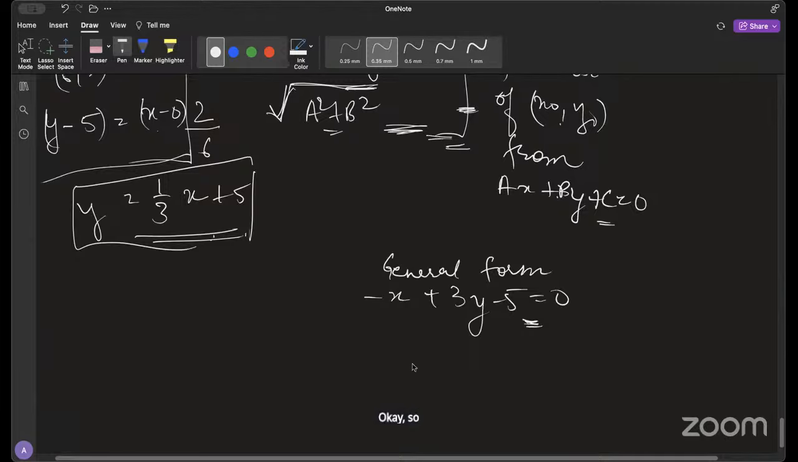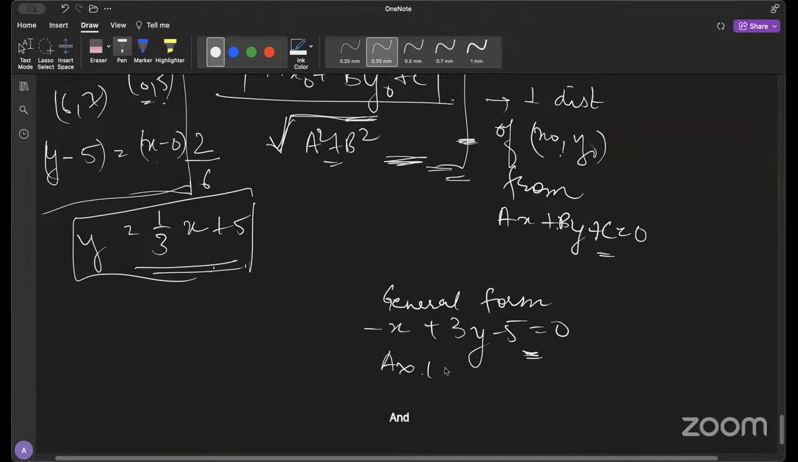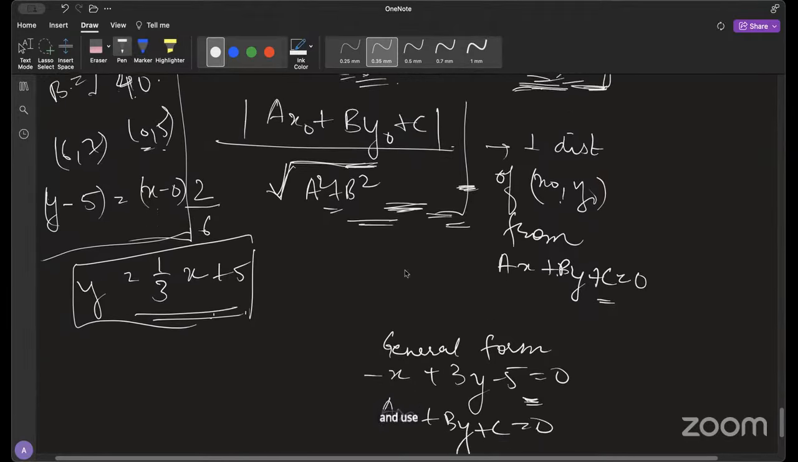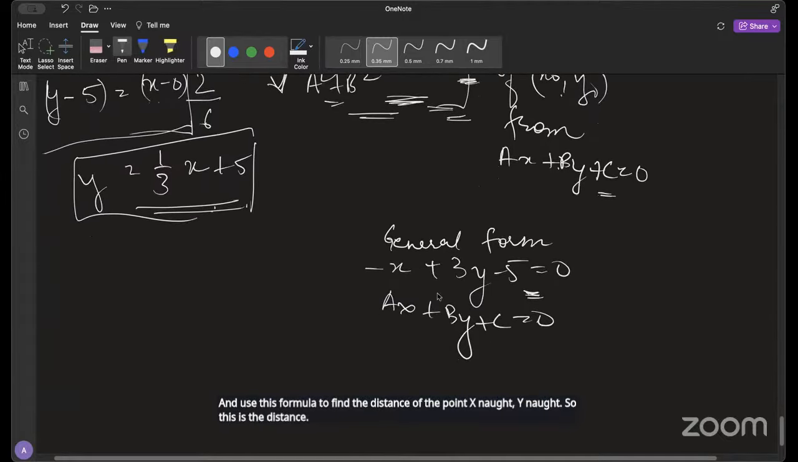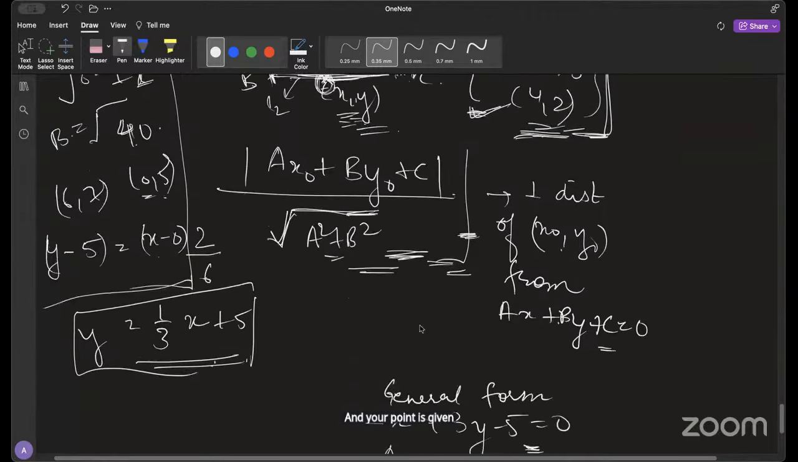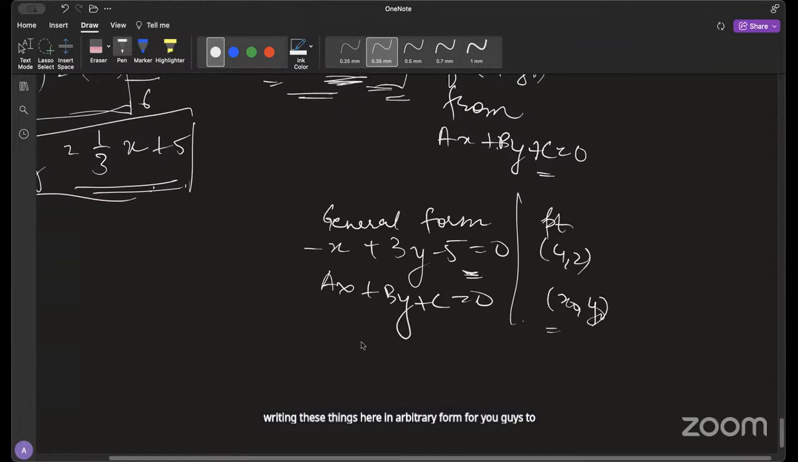Okay, so this is the general form, and compare it with this form and use this formula to find the distance of the point x naught, y naught. So this is the distance, and your point is given to be 4, 2, right? So yes, your point is 4, 2. I'm writing these things here in arbitrary form for you guys to compare it.